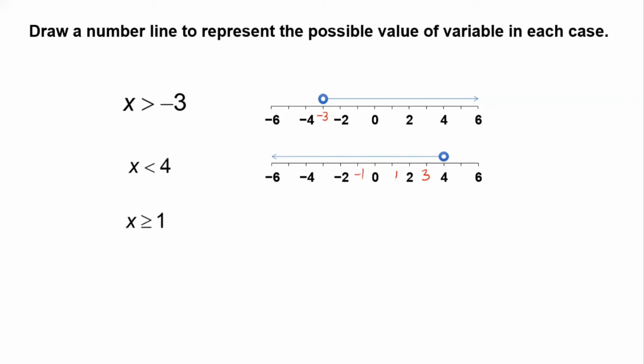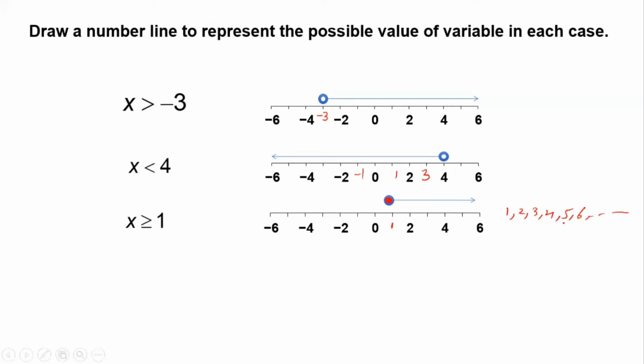Next, x is greater than or equal to 1. We draw the number line. Now, the circle at 1 is going to be a closed circle. Can you see this? At 1, I've drawn a closed circle. This closed or solid circle says that 1 is included here, and all the numbers which are greater than or equal to 1. So x is going to take the values 1, 2, 3, 4, 5, 6, and so on. Infinite, right?